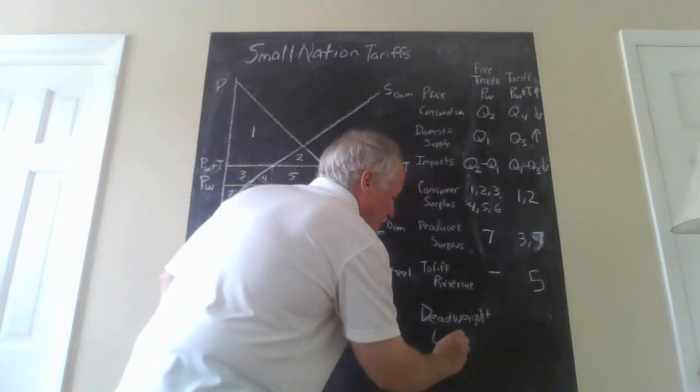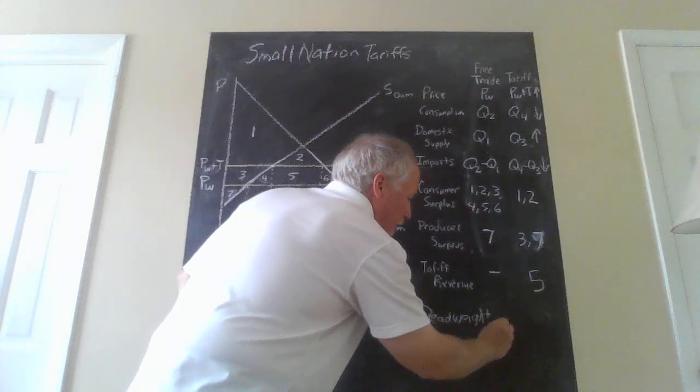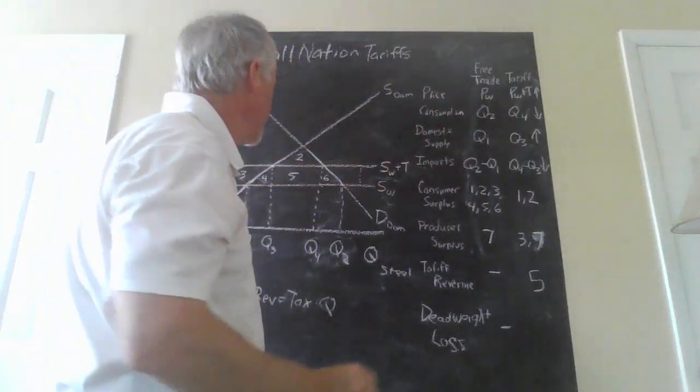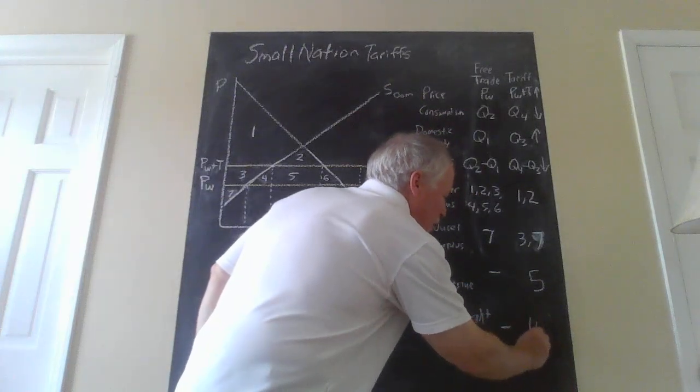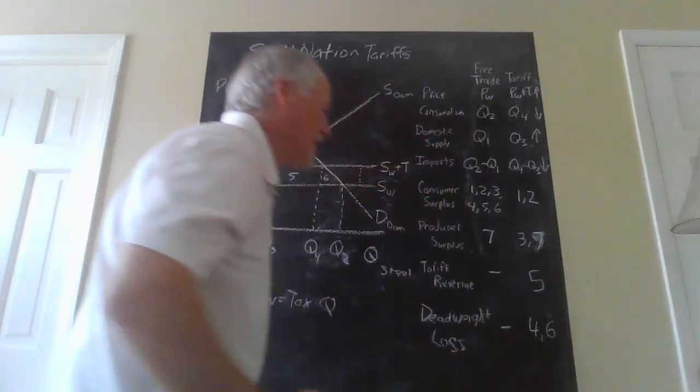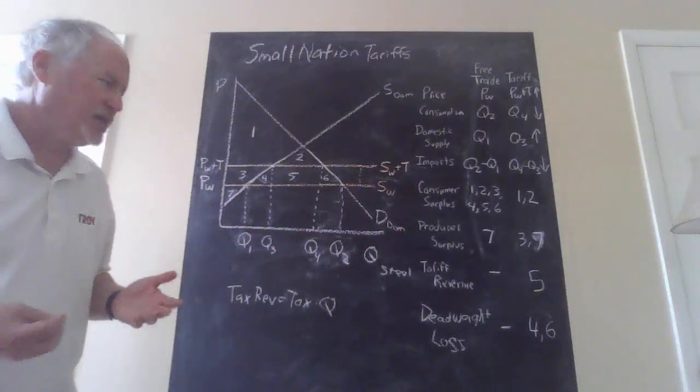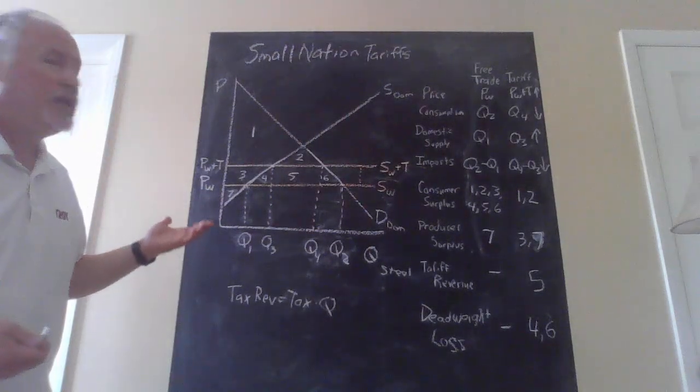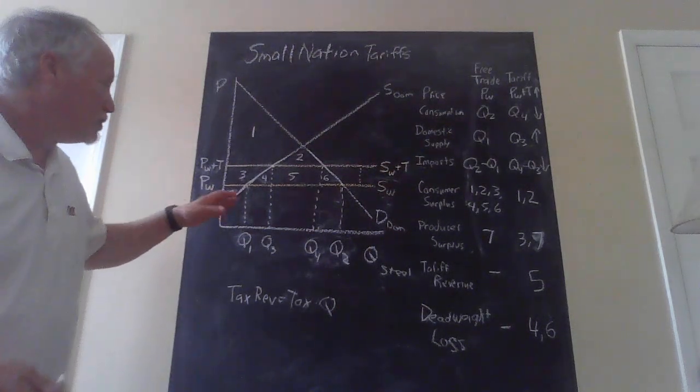Or efficiency loss. And so there's no deadweight loss with free trade, but areas 4 and 6 are deadweight loss with the tariff in place. We can actually tell a little bit of a story here with those 2 areas.